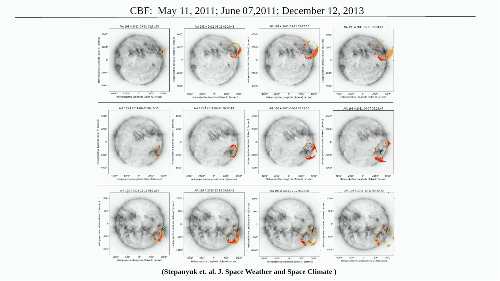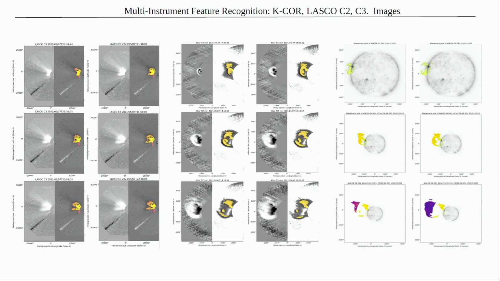Here we present a series of a few more events just to illustrate how the event evolves. A few words: the method was also tested, though with significantly different setups, for K-core, LASCO C2 and C3 images. So here we have a continuous development of the event. First we start with SDO AIA, then it goes to K-core, then LASCO, up to I think 25 or 30 solar radii.